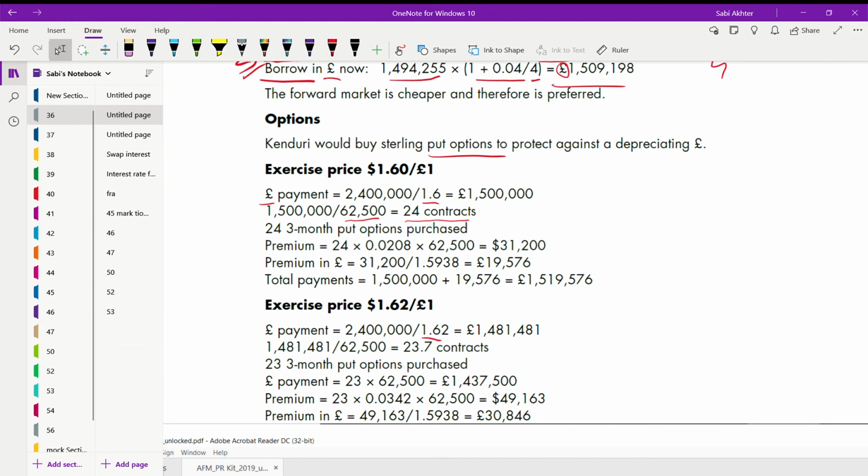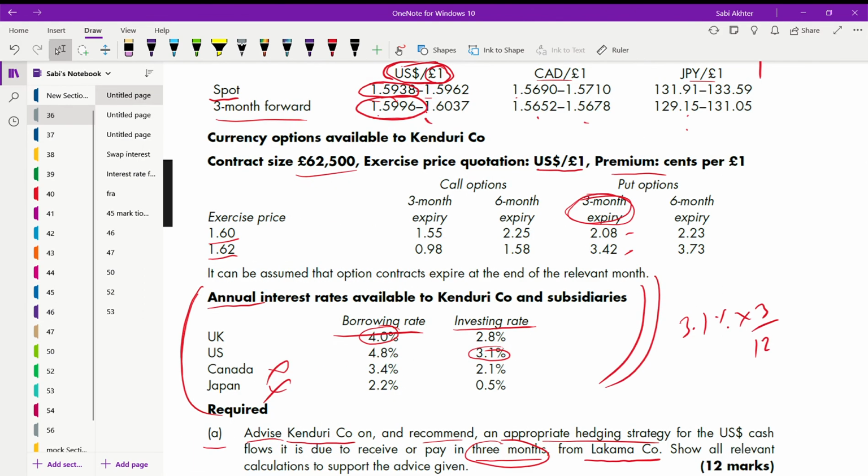Okay, next you have to calculate the premium. First, calculating premium in dollar, then in pounds. Obviously, because you are given the dollar amount, right? So 24 contracts into this. What is that? It is this 2.08, but it will be divided by 100. Always don't forget to divide your premium by 100 because it is premium cents per pound. Cents means 100 cents means $1.